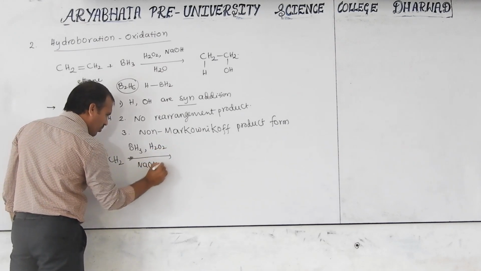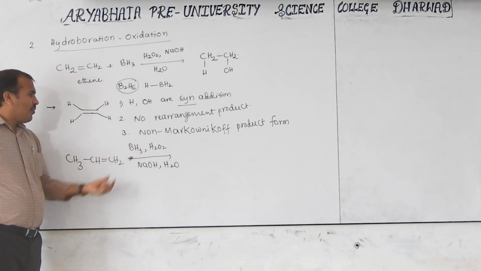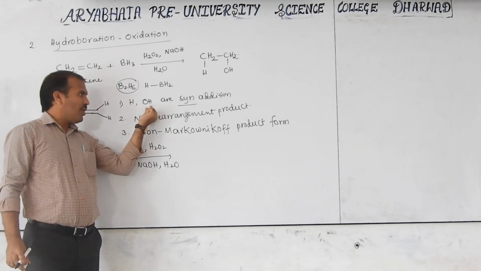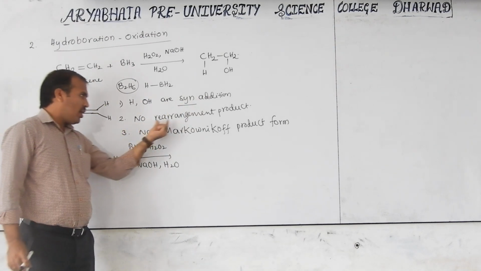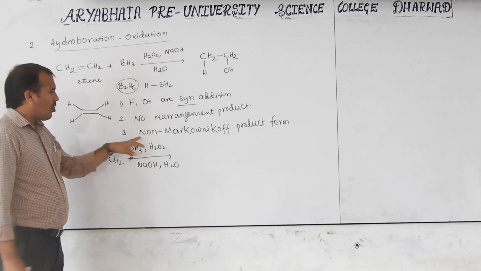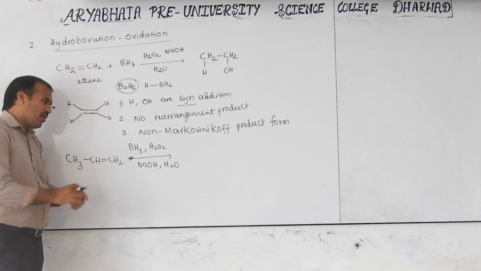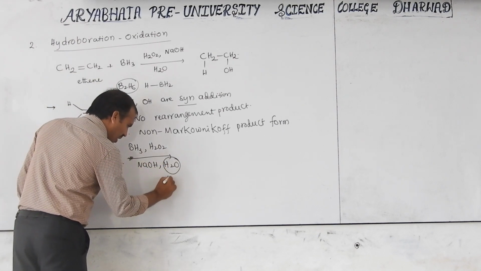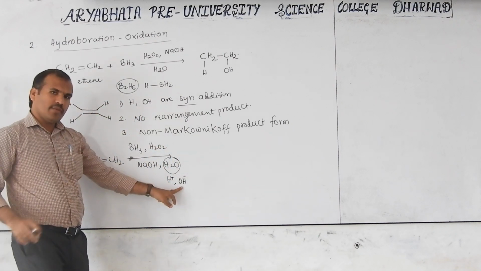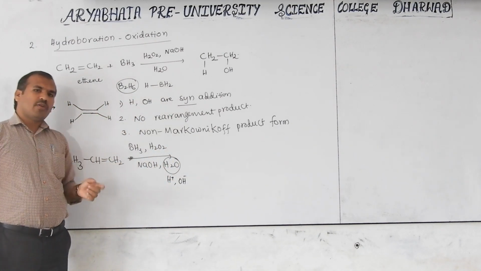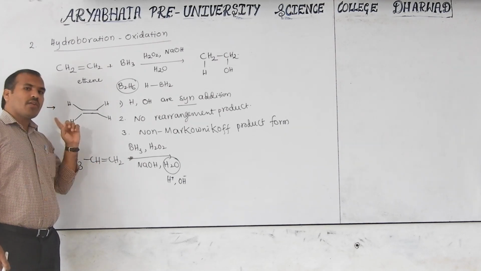NaOH and water. These are given. Here H and OH are the same, that is similar. No rearrangement product, non-Markovnikov product is formed. According to Markovnikov's rule, if water is considered, this is H plus and OH minus. The negative part goes to the double-bonded carbon which has fewer hydrogens. This is Markovnikov's rule.